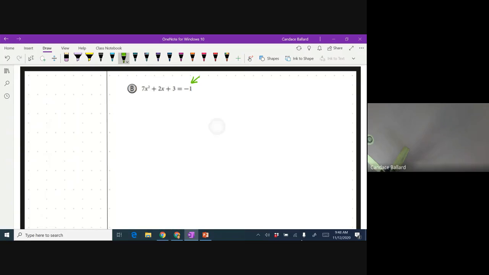Good. So I need to add 1 to the other side. So I've got 7x squared plus 2x. I'm adding 1, so it would be plus 4 equals 0. Okay, I'm going to put it into the quadratic formula. I'm not going to write out the original formula this time. My b value is the one in the middle, so negative 2. Can you guys tell me what the c value is this time? I know that a is 7, but what's c?